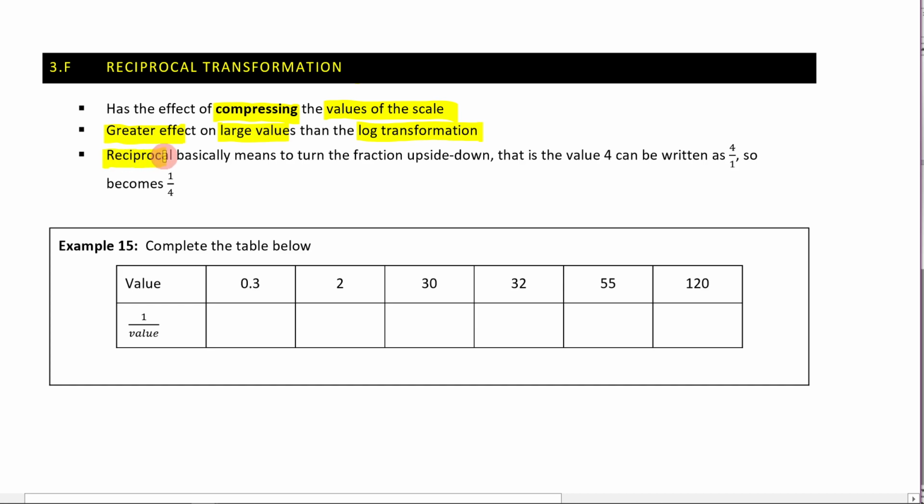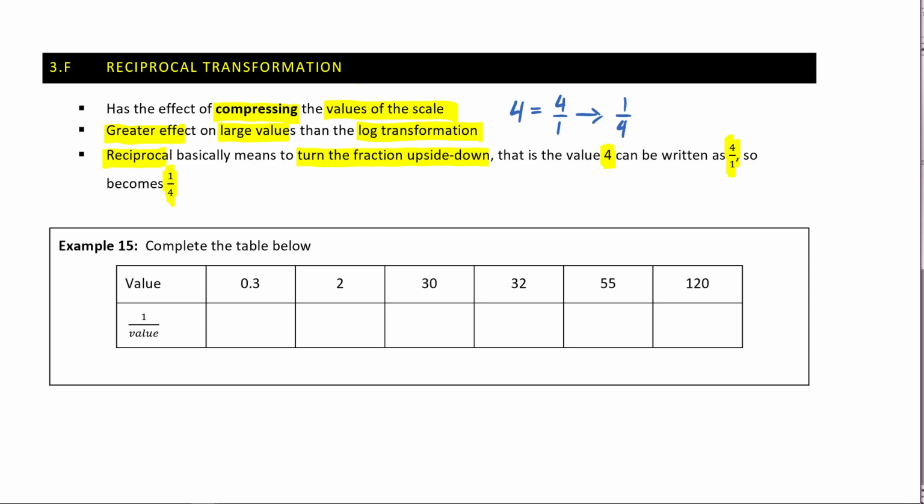Well, the reciprocal basically means to turn the fraction upside down. That is, the value 4 can be written as 4 on 1. So the reciprocal would become 1 on 4. Just to break that down a bit more, if I'm starting with the number 4 and I want to find the reciprocal for it, the first thing we can appreciate is that 4 is the same thing as 4 on 1 because 4 divided by 1 is 4. To find the reciprocal of it now, I just swap the numerator and the denominator. So I just flip that fraction and I'm going to get 1 on 4.